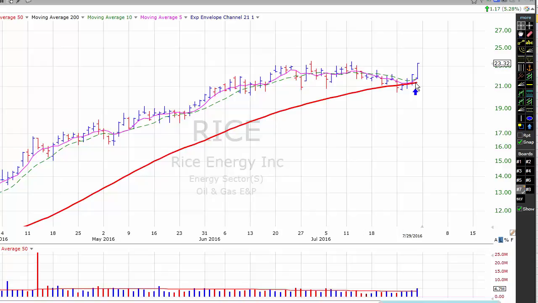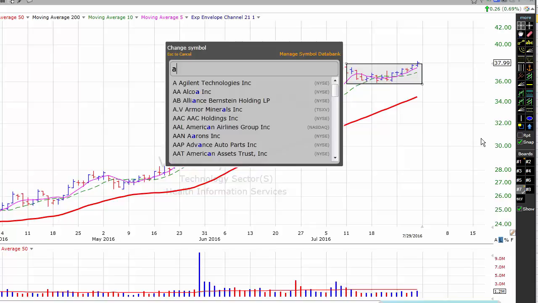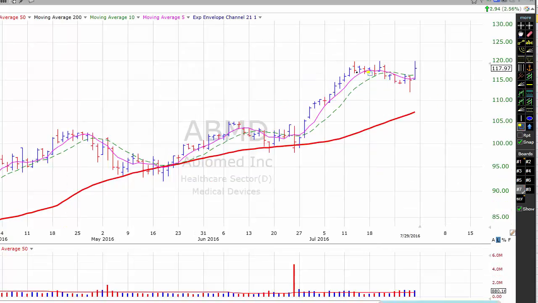On Friday we bought 2 positions. The first, VEEV, we bought on the breakout from this consolidation. And secondly, ABMD, which we bought on the breakout from this little mini consolidation.